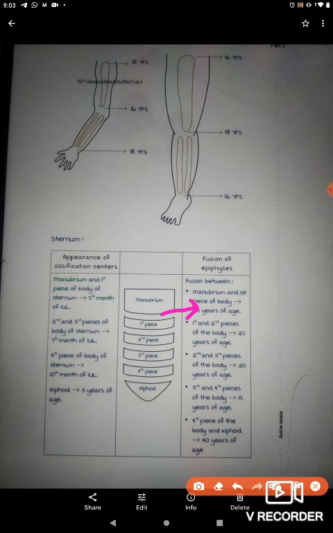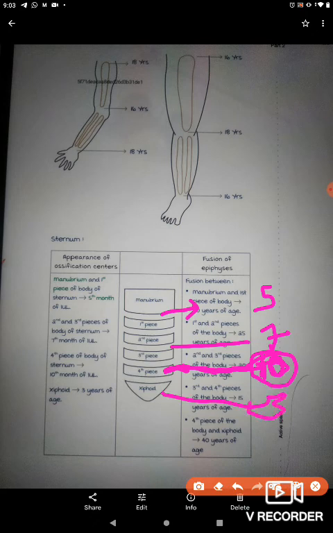So what have we seen in this? The ossification center between the manubrium and the first piece appears at the fifth month of intrauterine life. Between the second and third piece, it appears at the 7th month of intrauterine life. For the fourth piece itself, the ossification center appears at the 10th month of intrauterine life. For the xiphoid process, it appears at 3 years.